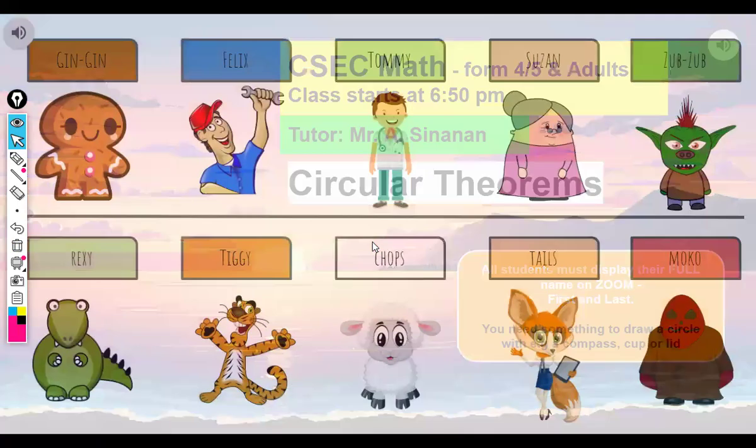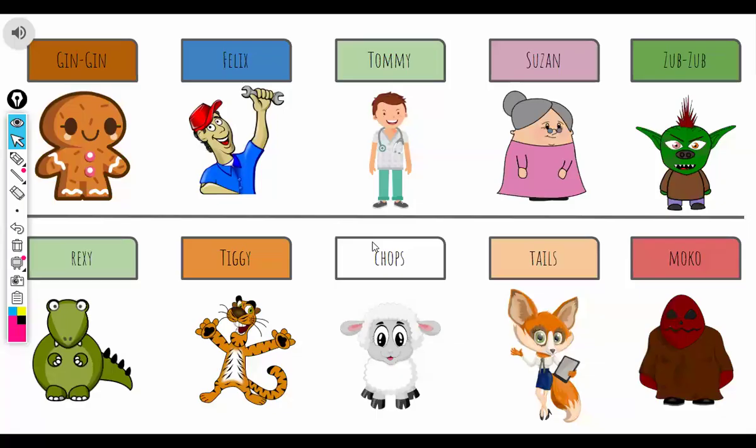Before we start, we have a little game to play today to make things a little interesting. I'm always interested in knowing what you think. There are 10 characters on the screen. I won't read through all of them, but we have Jinjin, Felix, Tommy, and so forth. Each of these characters is going to come to a tragic end. They're going to die, to put it in a polite way. Only one character is going to be alive at the end of class.